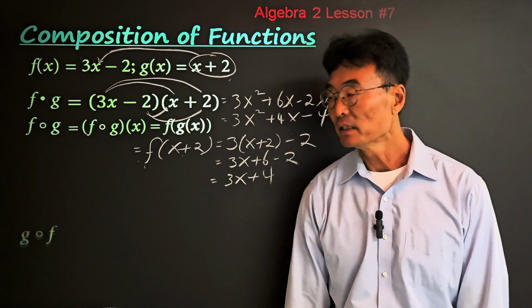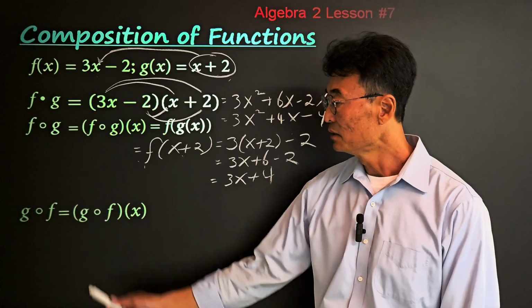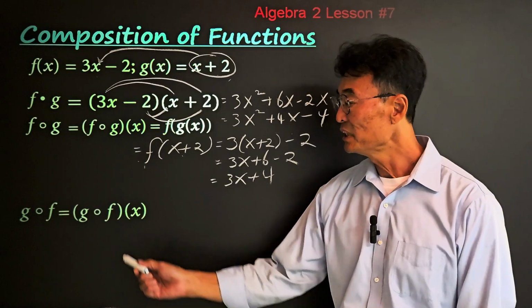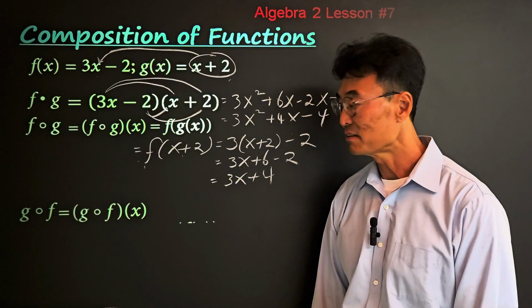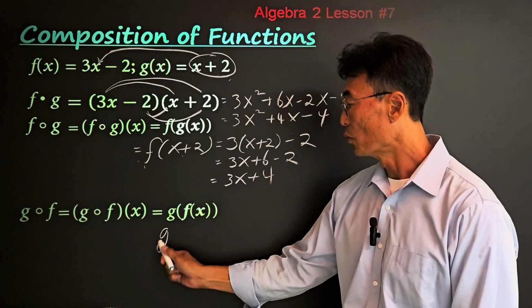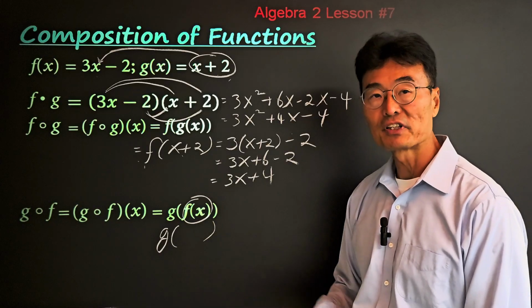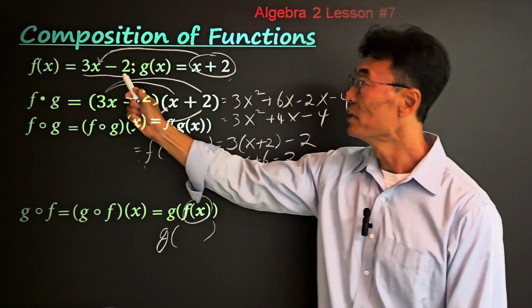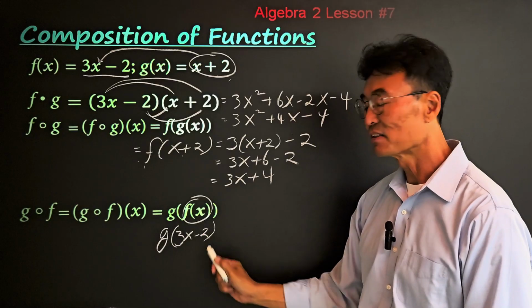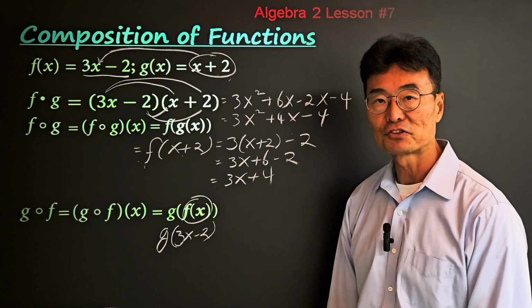Next, let's try g of f, which could be rewritten as g of f of x. Then we could rewrite this once again as g of f of x, where we'll go ahead and first replace that f of x in the parentheses, where f of x equals 3x minus 2. So we'll go ahead and put that in here. Again, substitute or replace the f of x with 3x minus 2.